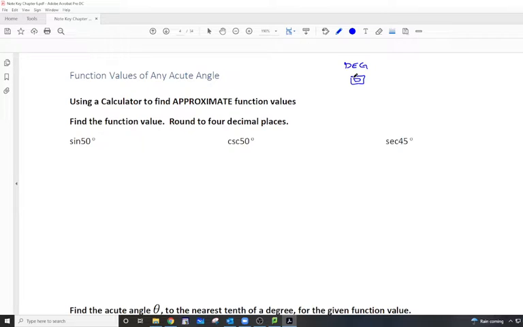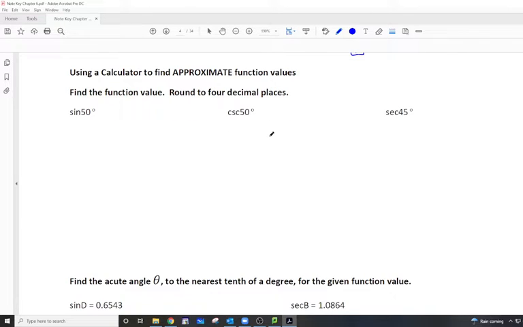Once you have that done, we're just going to learn how to push the buttons. So the first thing I want you to do is type sine 50. So you find the sine button on your calculator, you hit sine, you type 50, you hit equals. So to 4 decimal places, sine of 50 is 0.7660. Pretty straightforward.